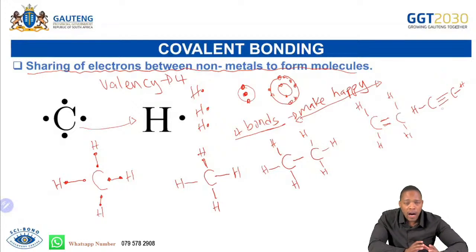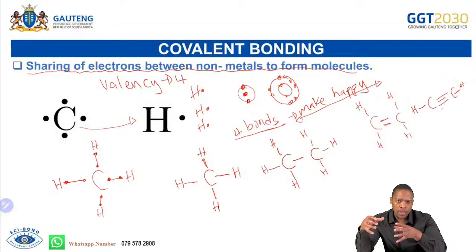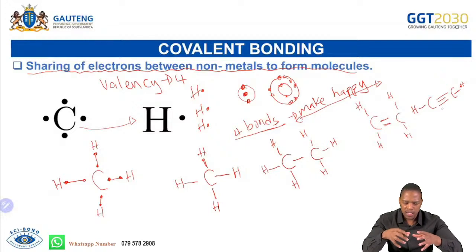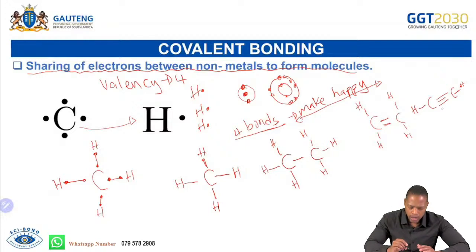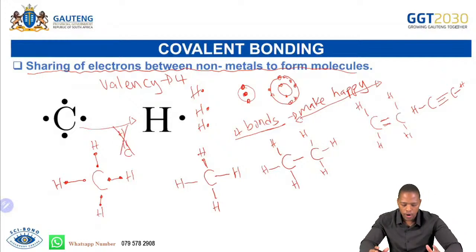Carbon can form bonds with hydrogen only, can form bonds with other carbons, can form double bonds with other carbons, can form the triple bonds with other carbons. And I'm going to emphasize again, Grade 12, it is impossible for carbon to form a double bond with a hydrogen. This will be completely wrong. It's incorrect.